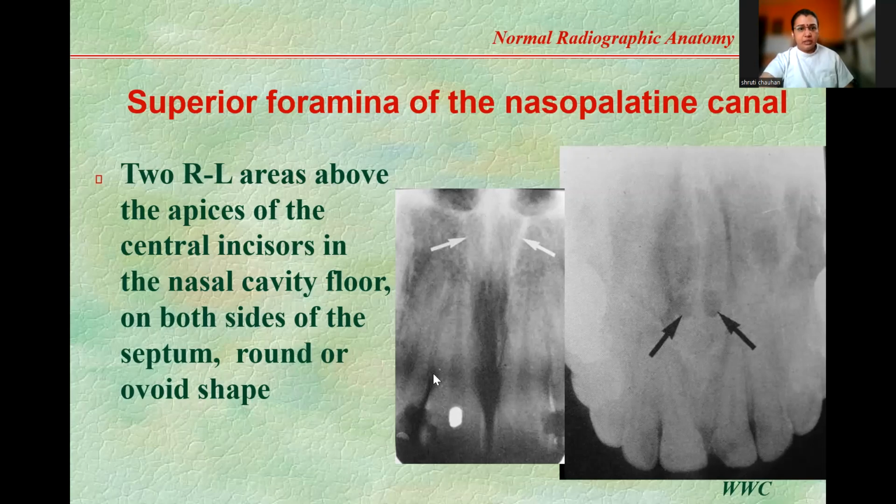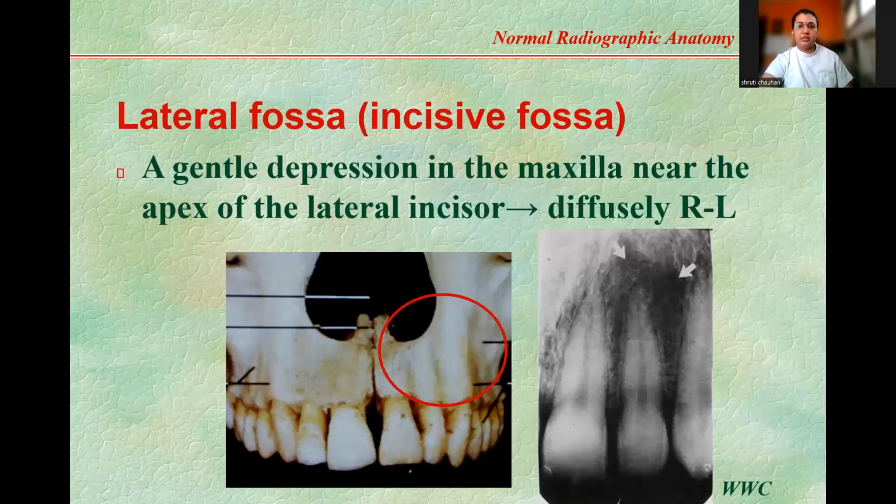So the two radiolucent areas above the apices of the central incisors in the nasal cavity floor, on both sides of the septum, are either round or ovoid in shape. Before this, we were talking about the incisive canal, which was inverted pear shaped. Over here, the shape is either round or ovoid. I hope you have understood these two foramens or canals.